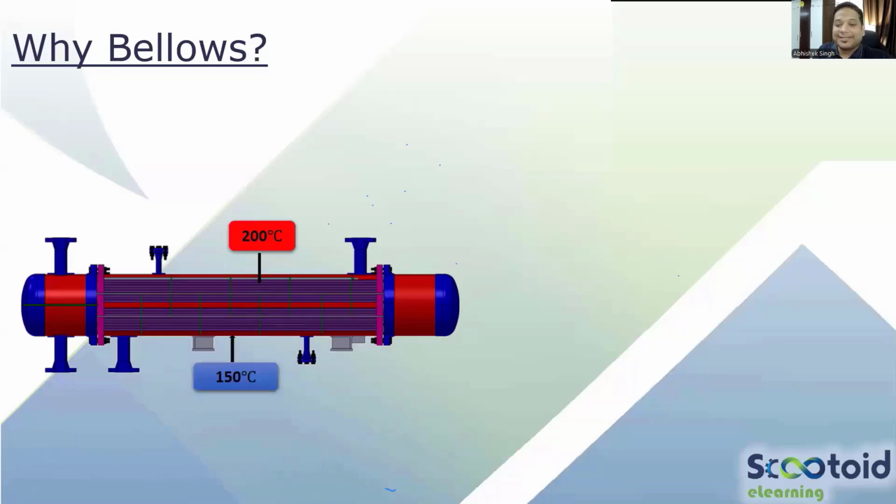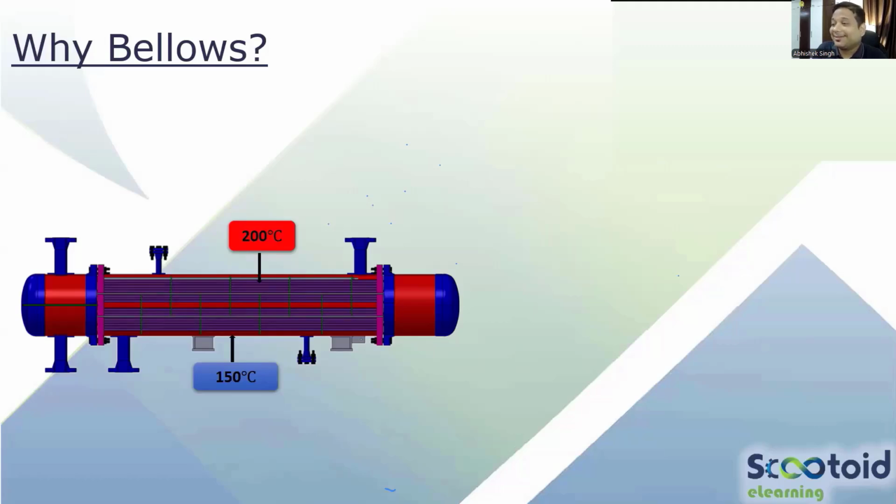So let us see. I have a case where my tube is at a mean metal temperature of 200 degrees Celsius, and my shell is at 150 degrees Celsius. So these are the mean metal temperatures we are talking about. There is a difference. Consider the material is the same. What will happen in this case? Both sides of the tube are connected with the tube sheet, and the shell is also welded with that tube sheet.